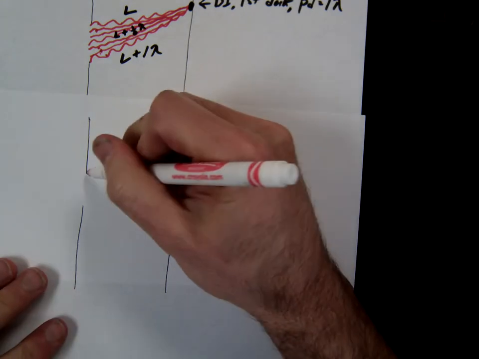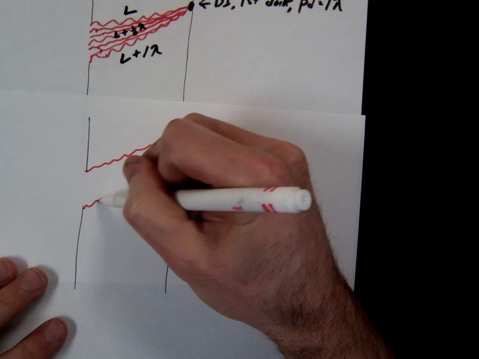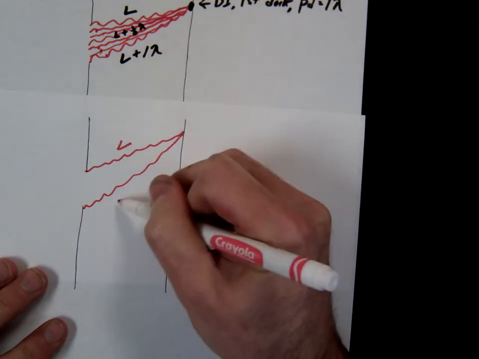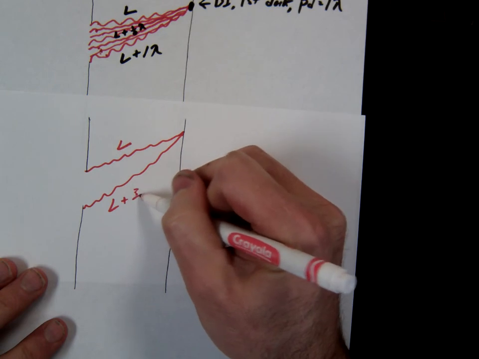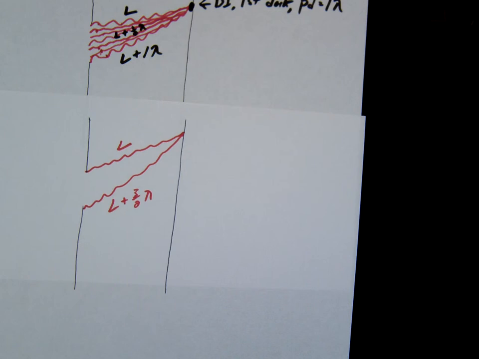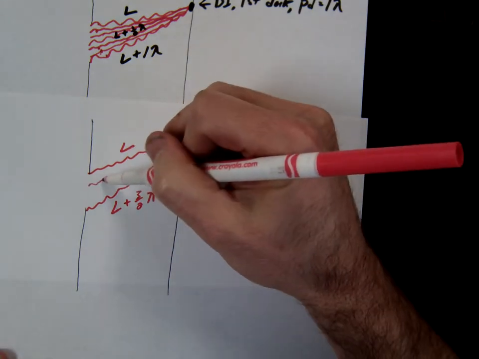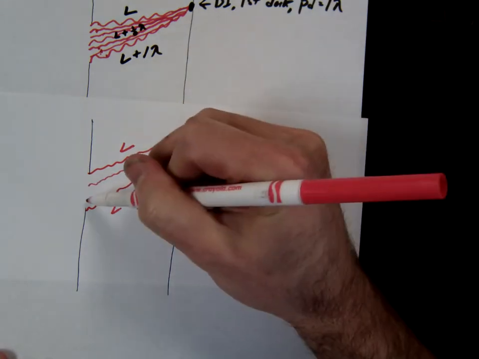Alright, this beam that we're going to take this time, so I'm going to draw 1 and 2. This is going to be L. This is going to be L plus 3 halves. So that would be our path difference there. Would be L, would be 3 halves. And I'm going to draw 2 more in between. 1, 2.